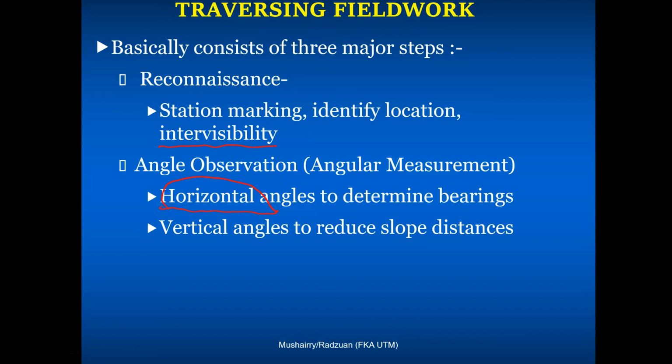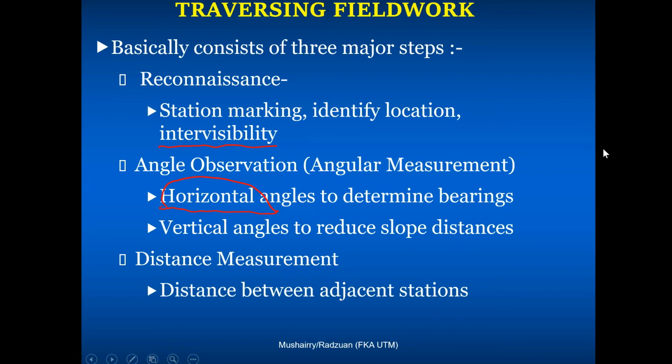Okay, now distance measurement simply means distance between adjacent stations. So if you're at one station, that means you have 2 distances to measure, one to your back station and one to your forward station. Okay, the neighboring stations, put it that way. And as I said earlier, it's highly likely going to be slope distances. Okay, don't worry about it, because you always have the vertical angle that enables us to calculate what the horizontal distance is.